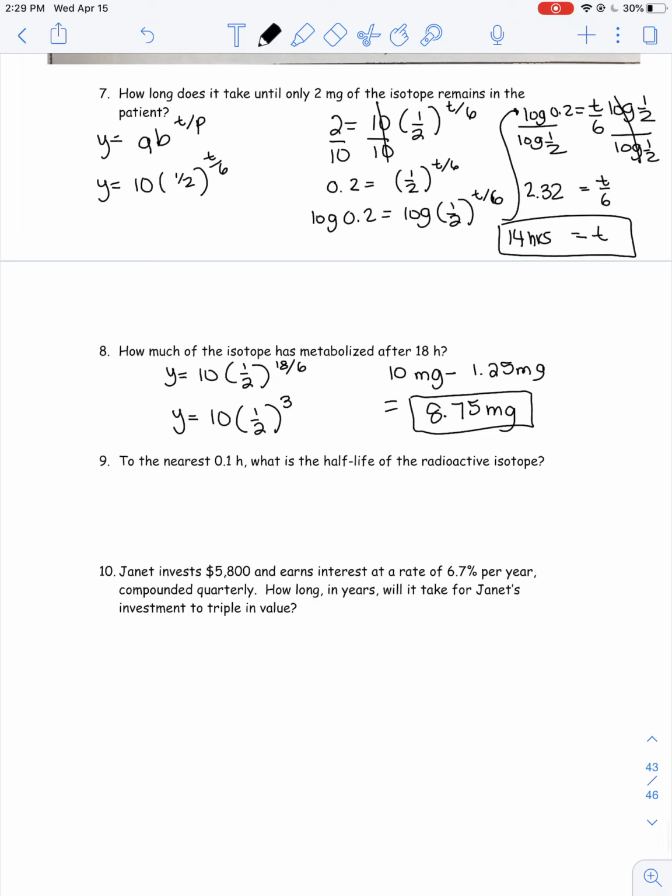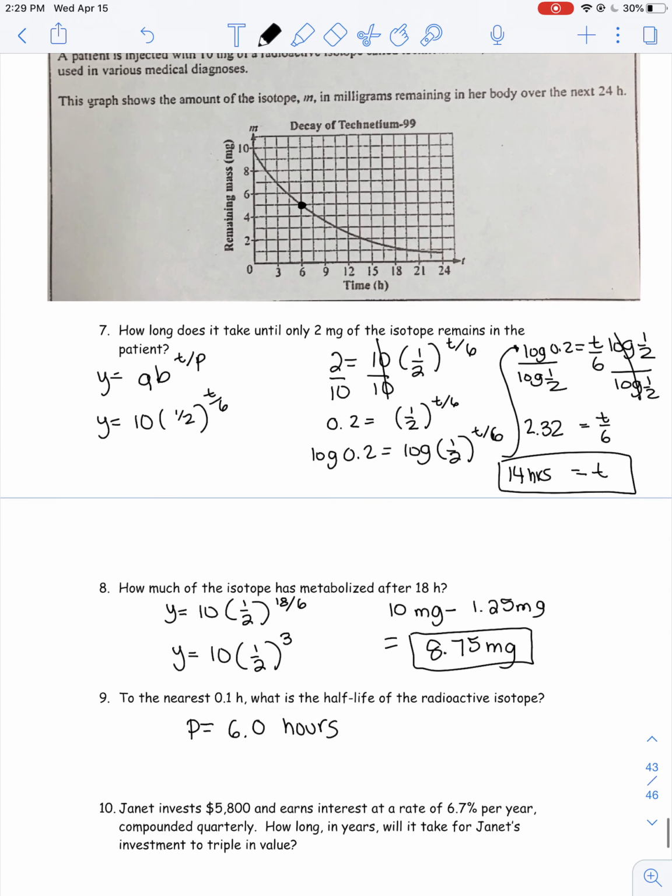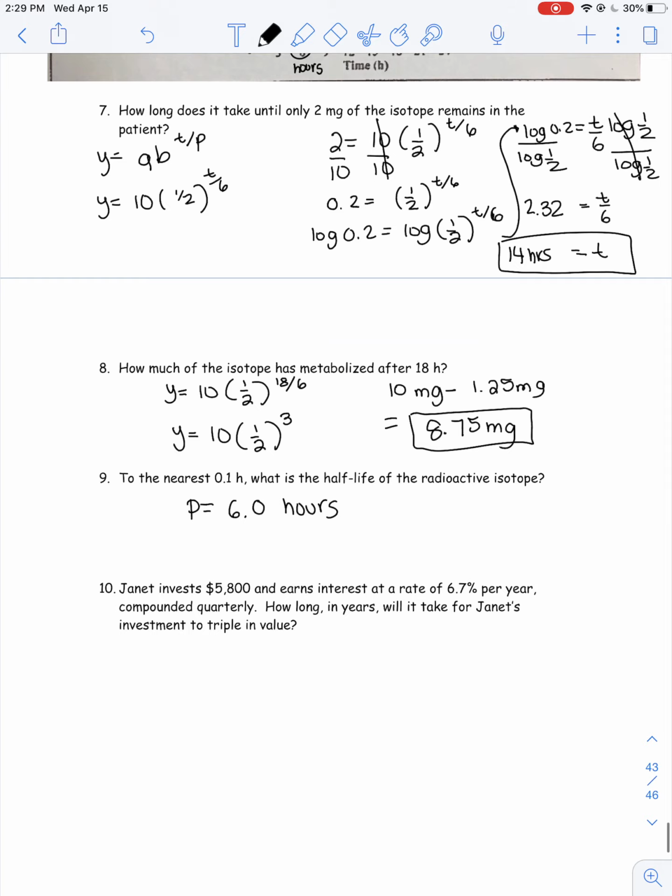To the nearest 10th hours, what is the half-life of the radioisotope? So we already found that. We actually needed those responses from the beginning. So our P in this case would have been 6.0 hours. That's when we looked at our chart and we found out when it was 5 milligrams. Well, we found out it was at 6 hours. And that was our half-life.